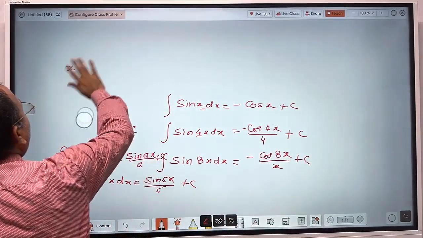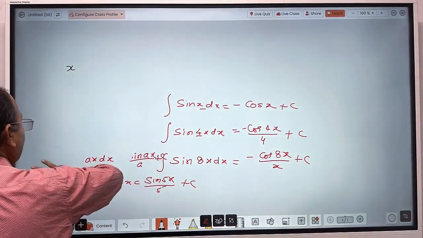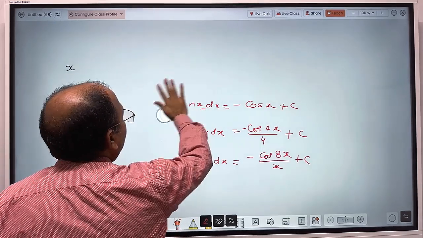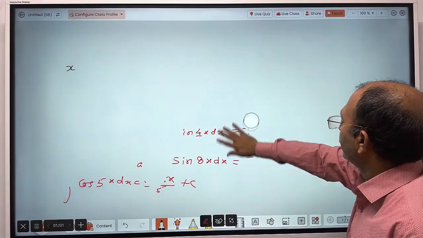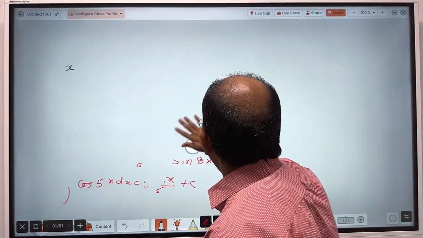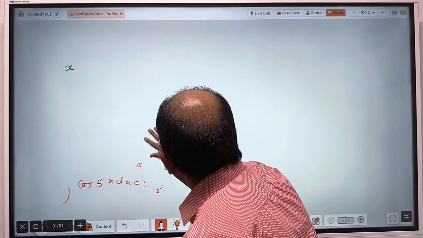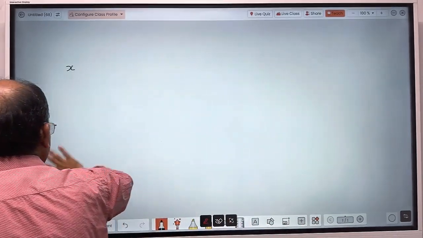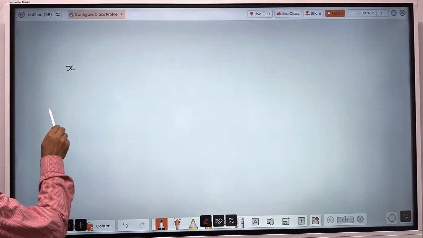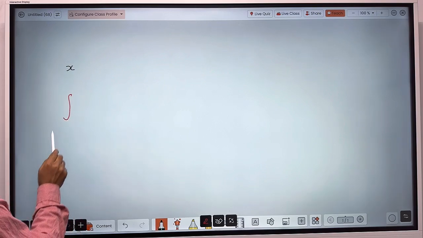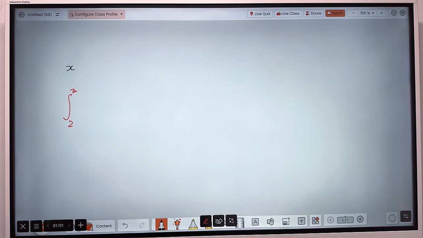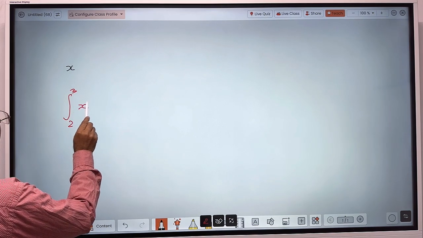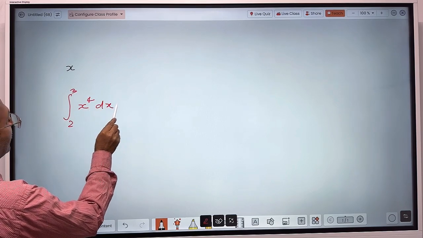Now we are going to see the concept of definite integral. When we apply the concept of definite integral, in that case we must not write the constant after integration. Let's see how. In case of definite integral, there will be limits. Like suppose we write here 2, this is 3. So 2 is lower limit, 3 is upper limit. Suppose you are given x power 4 dx.